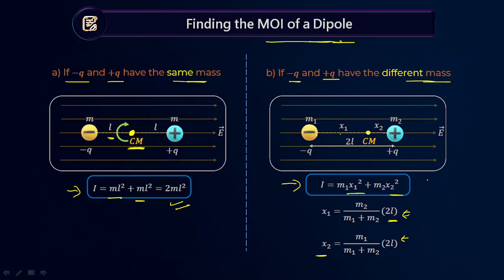Can I write, let us say this is our origin. If I want to find x1, the position of the center of mass with respect to the negative charge, it will be m1 into 0 plus m2 into 2l, divided by the total mass m1 plus m2, right? Similarly for x2 also we can find. Yes or no? Clear to everyone?